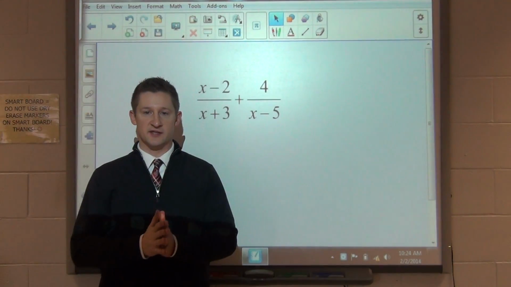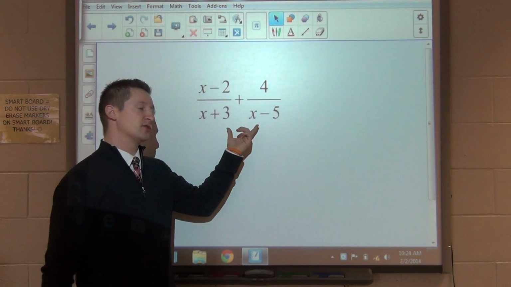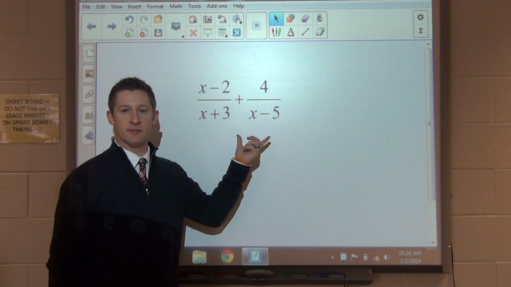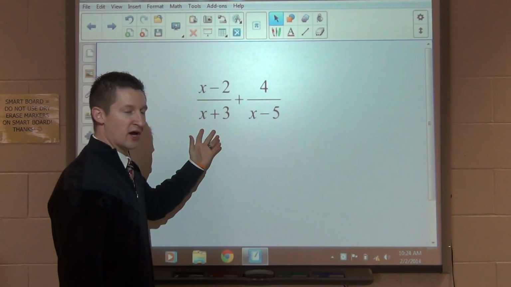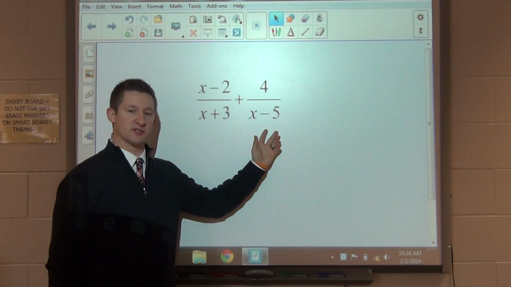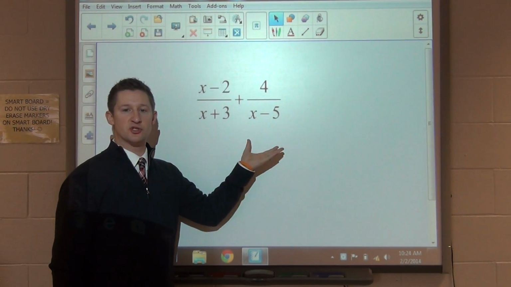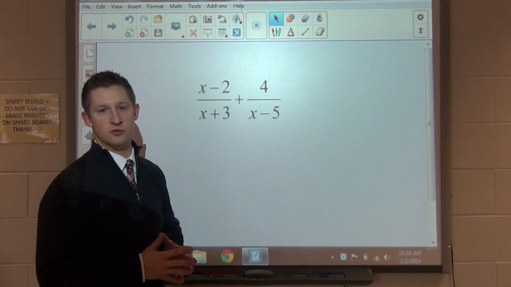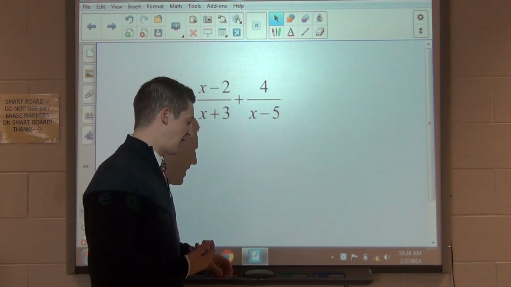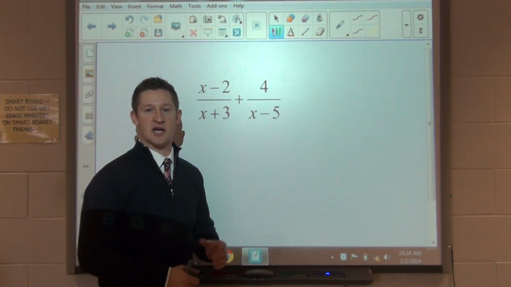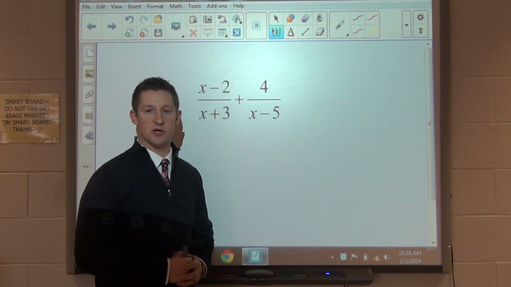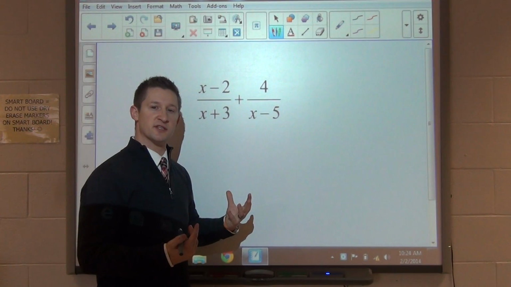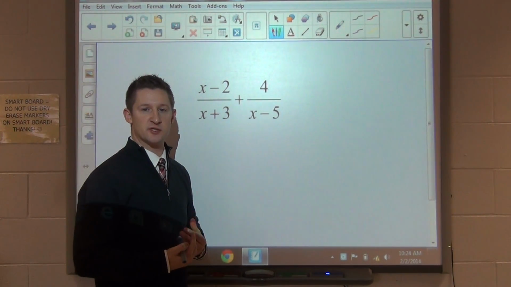Now for our second example, we have 2 expressions who do not have the same denominator. On the left I have a denominator of x plus 3, and on the right I have a denominator of x minus 5. In order to add these 2 expressions together, I have to find the least common denominator between the 2. Now to find the least common denominator, that means we're looking for the least common multiple of these 2 expressions. Sometimes it's as simple as multiplying the 2 expressions together.